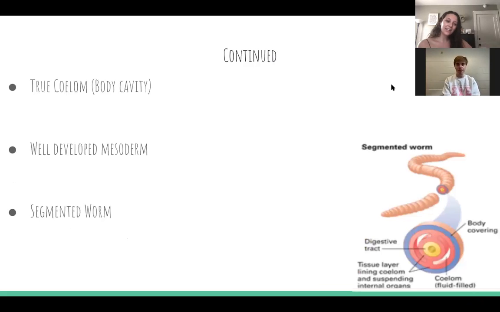Okay, and the annelids' characteristics continued are true coelom, which is the body cavity, and well-developed mesoderm. A mesoderm is one of the 3 primary germ layers in the early embryo, and a segmented worm, which you can see on the right side. They have a body covering, digestive tract, a coelom, and a tissue layer lining the coelom.